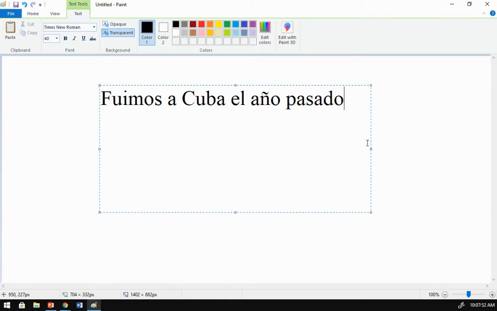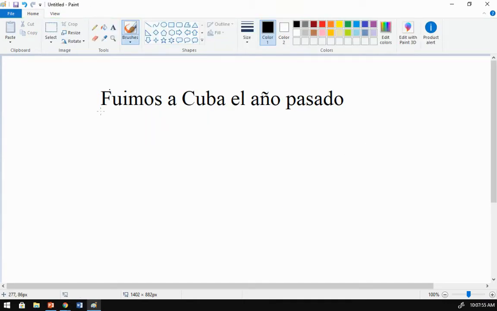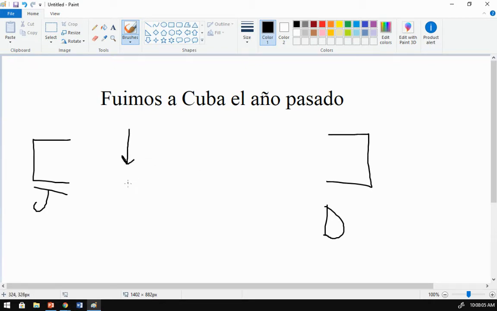Fuimos a Cuba el año pasado. All right, so here's last year, January, the year starts, December, the year ends. Fuimos a Cuba, we went to Cuba. Let's say it was February 3rd. Okay, we went to Cuba. We went, boom, sudden action, over and done. And the fact that we've been given this time period lets us know it was between January and December, no doubt. We know with 100% certainty it happened within this closed time period.